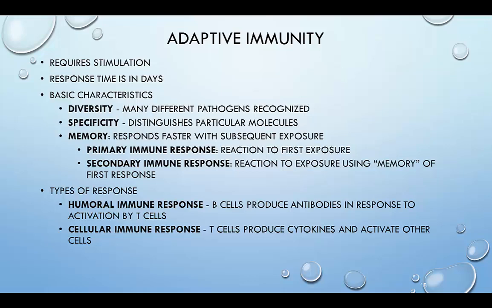There are two types. There's the humoral response, in which our B cells produce antibodies in response to activation by the T cells, and there's the cellular response, in which the T cells produce cytokines and activate other cells.